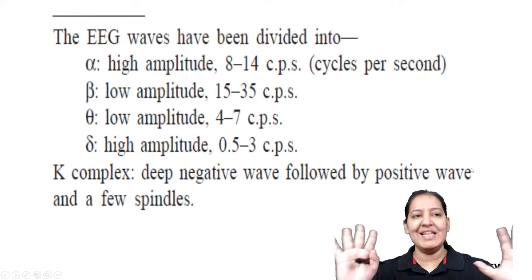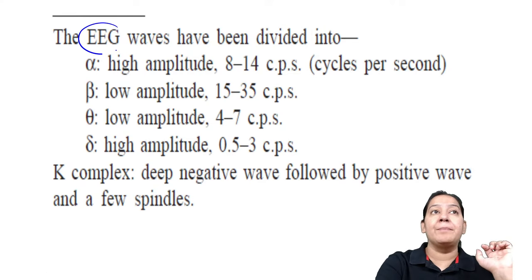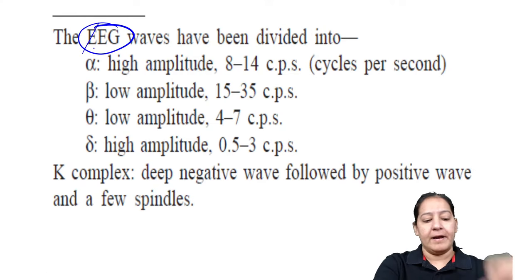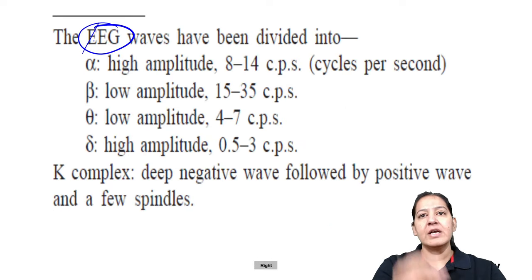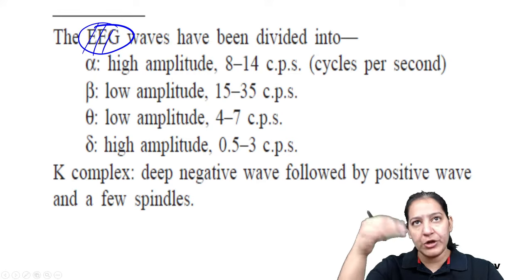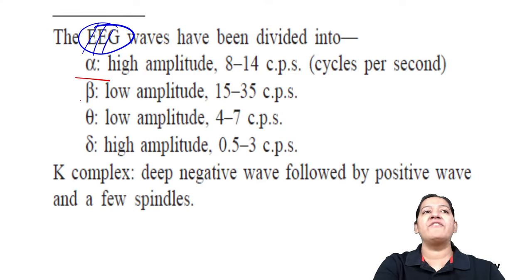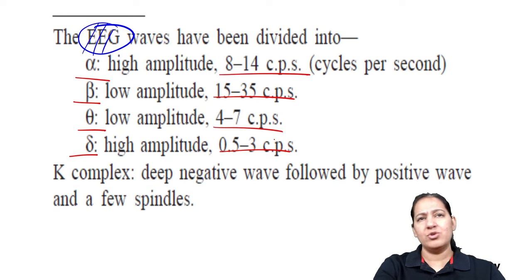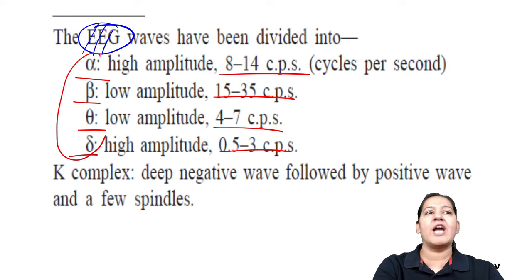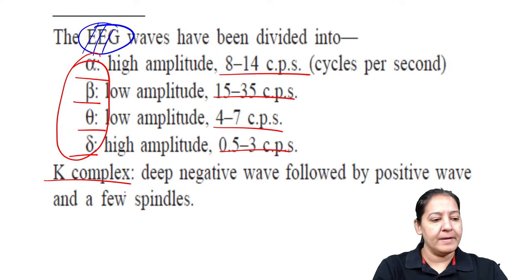In sleep, if you take an EEG, an electroencephalogram, you are recording the waves in the brain which are produced during sleep. There are various types of brain waves: alpha waves, beta waves, theta waves and delta waves. These are high and low amplitude waves having various frequencies. Don't learn the frequencies, but there are 4 types of waves along with K complexes.